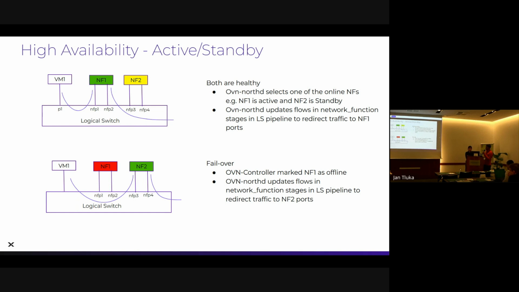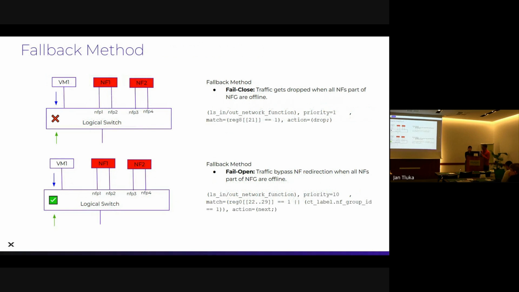In case NF1 is marked as offline by the controller, it will update the flows to select NF2. And if both are down, both are offline, then the fallback method kicks in, which says whether the packet has to fail open or fail closed.